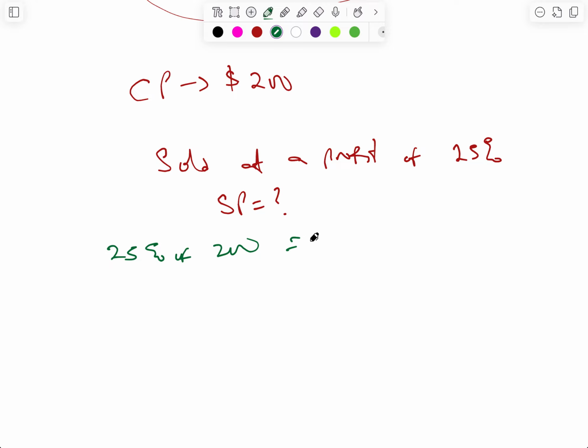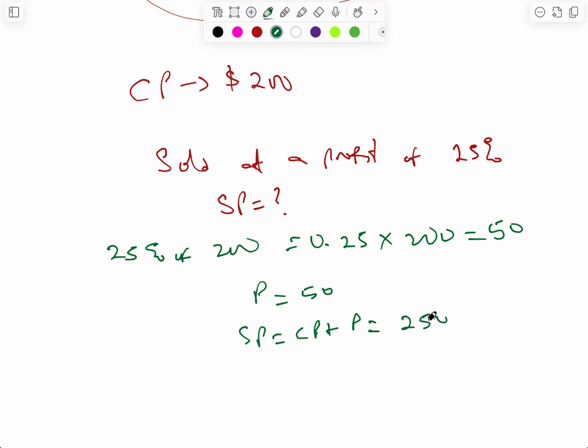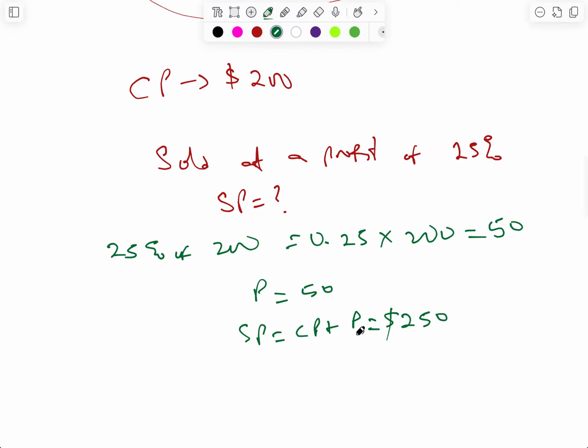I've already told you that would just be 0.25 times 200. And what's that going to be? So that's 50. 0.25 times 200, that's 50. So if that is the case, your profit is going to be 50. So therefore, selling price will be cost price plus profit, which is going to be 250 US dollars. That's the first way to do it.